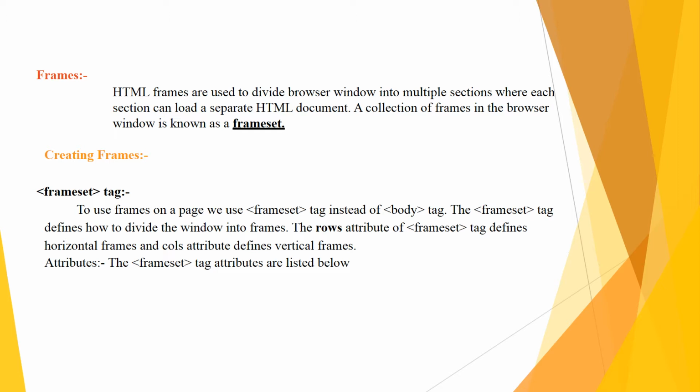The rows attribute of the frameset tag defines horizontal frames, whereas the cols attribute defines vertical frames. If you want to divide your window into horizontal frames, then we will use the rows attribute, and if you want to divide your browser window into vertical frames, then we will use the cols attribute. The attributes for the frameset we will see in the next slide.